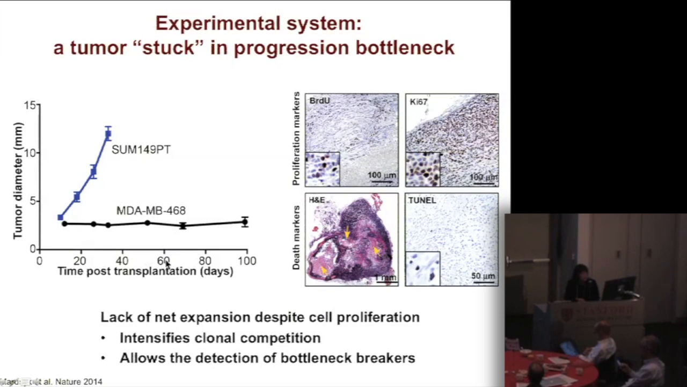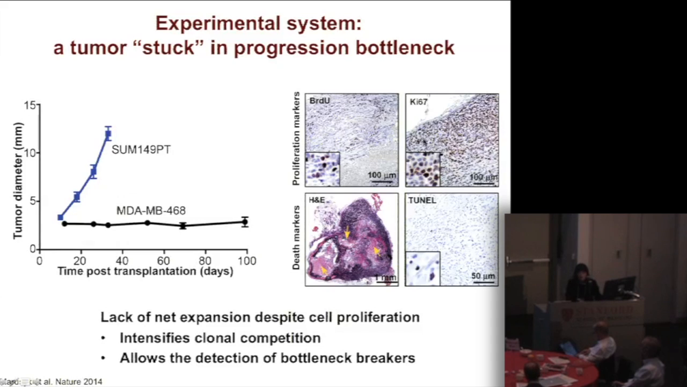So we decided to start from a breast cancer cell line, which forms a very persistent but non-progressing tumor. Basically, the tumor remains about the same size for up to several months. This was in nude mice, in contrast to most cancer cell lines that form very fast progressing tumors. But this lack of progression didn't reflect a lack of proliferation. These tumors are actually very proliferative.